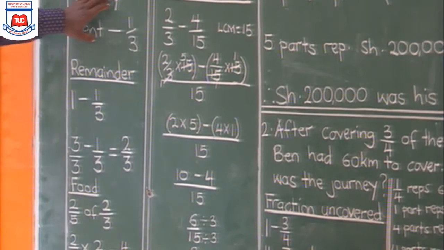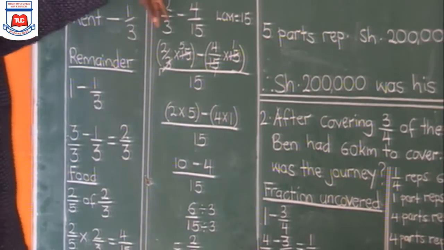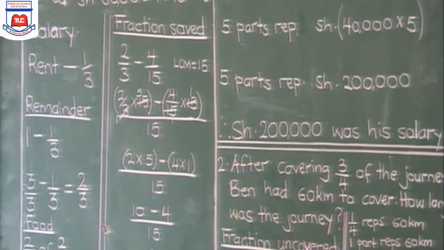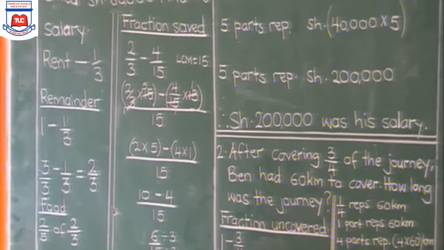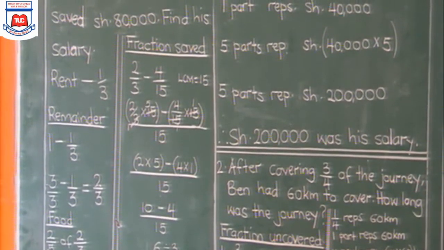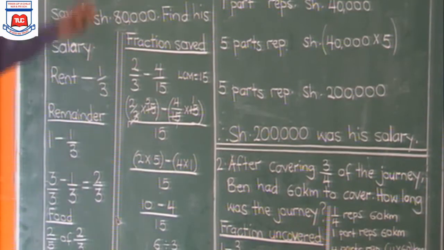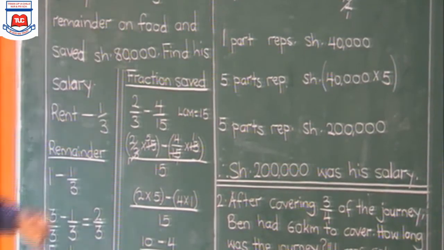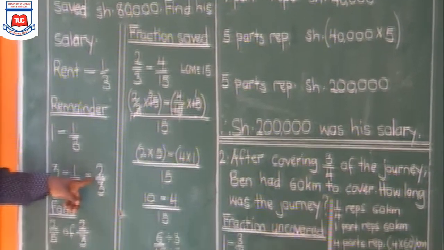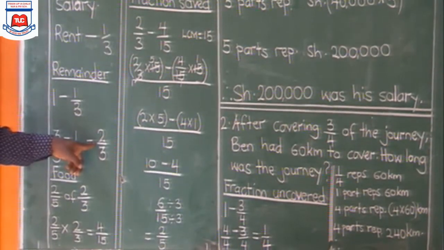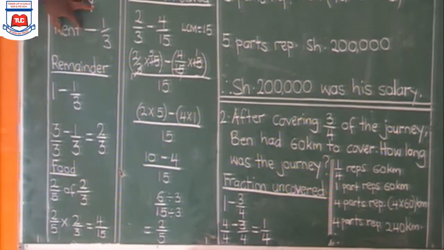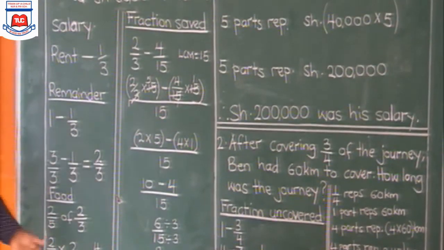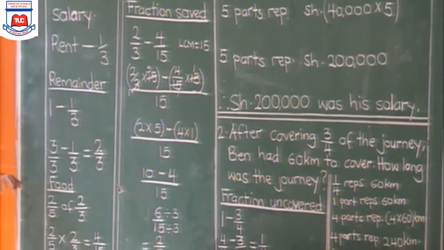So 2 out of 3 remains after spending on rent. Somebody continuously spends on food. If you have 3 things, he is catering for rent and food, those are expenses, then he saves the rest. One is rent, where a third has gone from one whole, and 2/3 remains. That 2/3 remaining is for both food and savings.